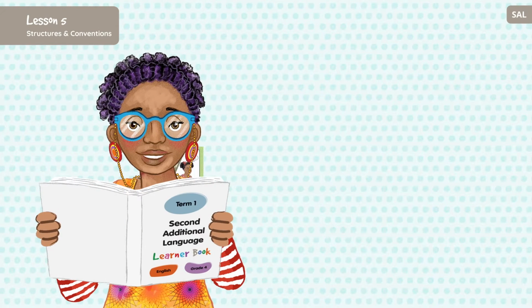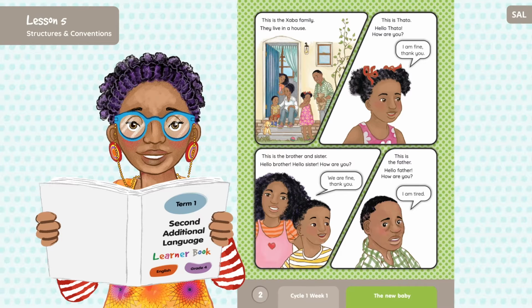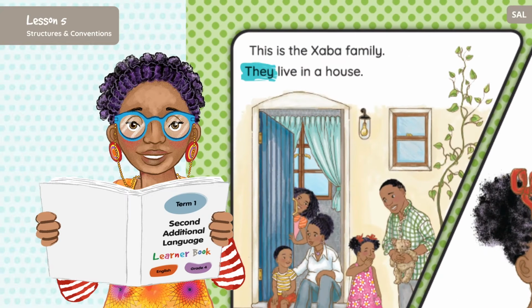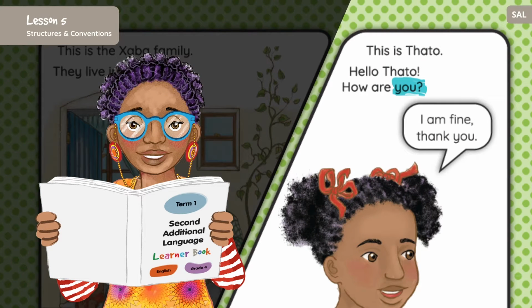Next, show the learners examples of the LSC in the text. They is a personal pronoun. It replaces the noun Xaba family. You is a personal pronoun. It replaces the noun Tato Xaba.